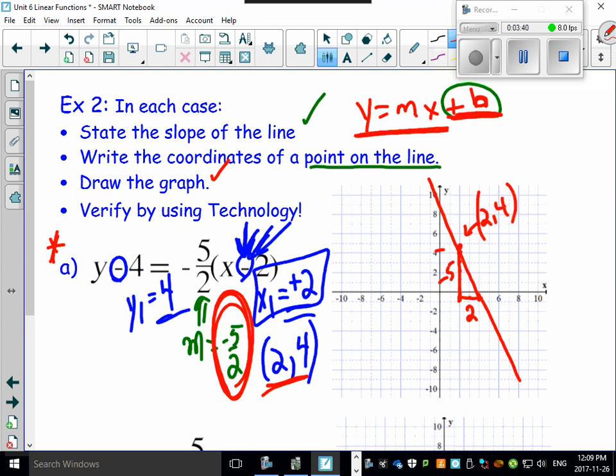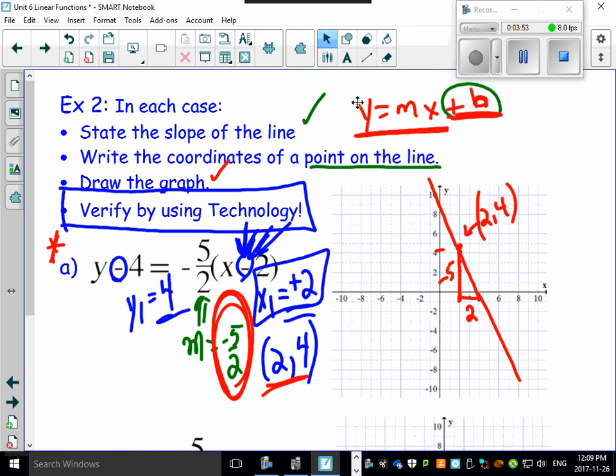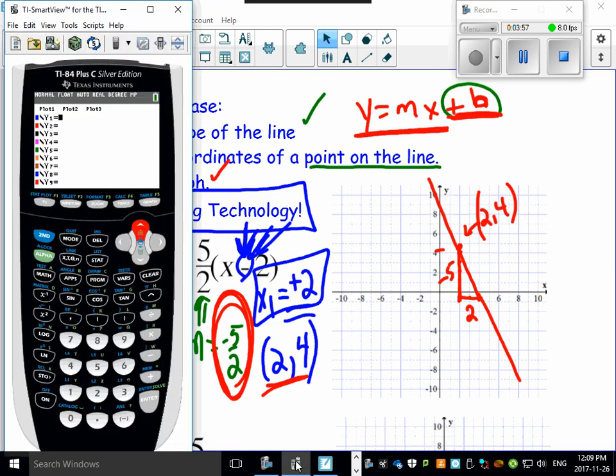Now, check this out. Look what the next step says. The next step says verify using technology. Well, this is the first time you've ever seen this. Verify using technology. That means using your graphing calculator. Now, the cool thing about your graphing calculator is this. It has a button right here that says y equals.